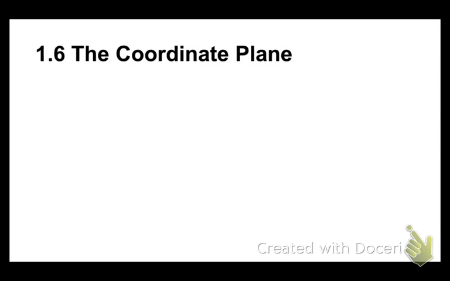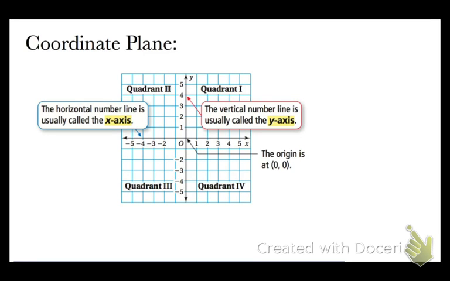The essential question is written out for you. It says, how can you use ordered pairs to locate points on a coordinate plane? So a coordinate plane is essentially just where we have an X and Y axes. This picture makes it really hard to see, so I'm going to draw another one real quick.